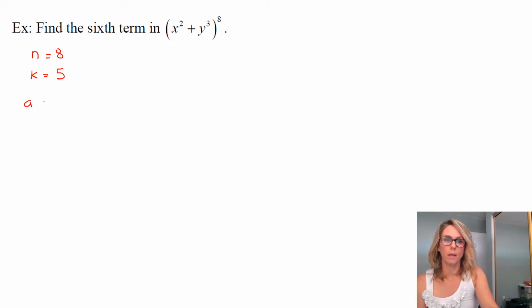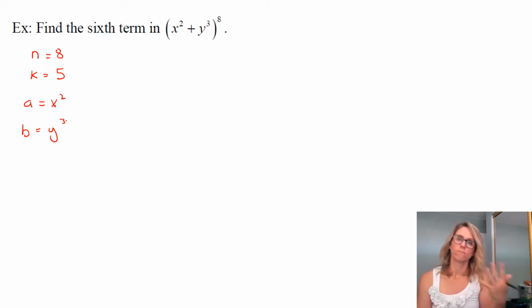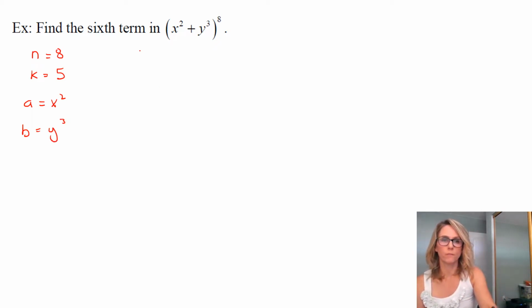We have our a, which is x squared. Yay, our b is positive. It is y cubed. And then we just set it up. So n choose k, and then times our a, as we have there. So a to the, and then notice it's going to be n minus k, so 8 minus 5, times our b to the k.